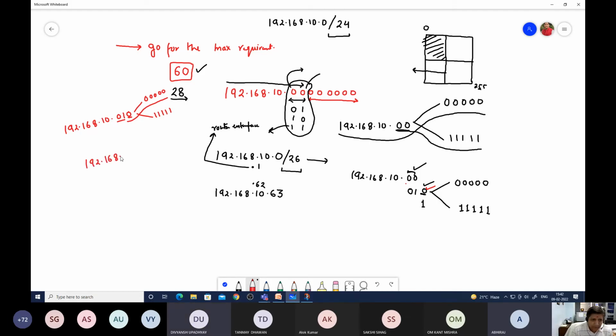So what is this number? Obviously it would be 64, no? Yes or no? Slash? 27. And what is this number? This is 192.168.10.64 plus 95, slash 27. Yes or no? Okay.